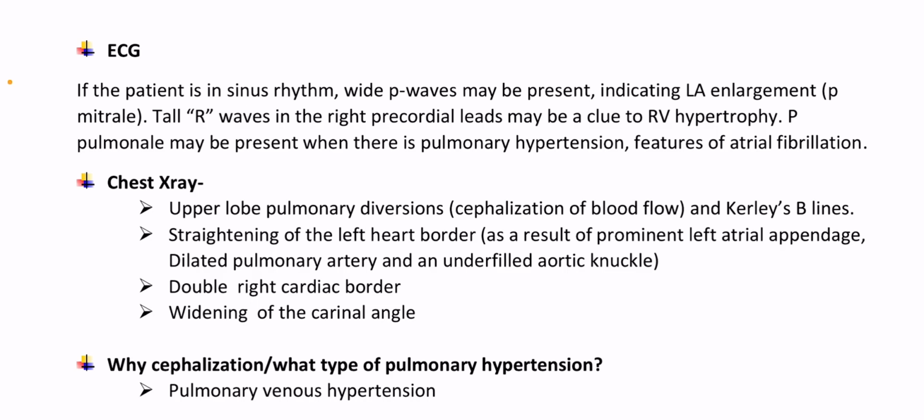Now, ECG findings. If the patient is in sinus rhythm, wide P waves may be present, indicating LA enlargement, P mitrale. Tall R waves in the right precordial leads may be a clue to RV hypertrophy. P pulmonale may be present when there is pulmonary hypertension. Features of atrial fibrillation can be found. Chest X-ray: upper lobe pulmonary diversion, that is cephalization of blood flow, and Kerley B lines, straightening of the left heart border as a result of prominent left atrial appendage, dilated pulmonary artery, and underfilled aortic knuckle. Double right heart border, widening of the carinal angle.